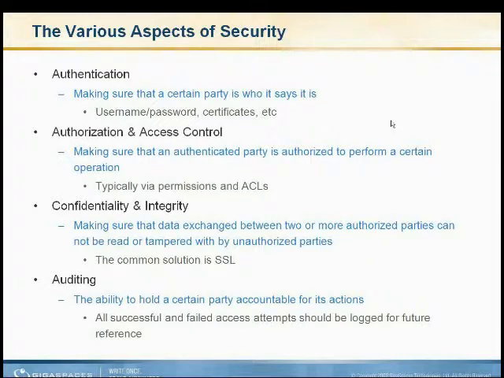So the first one is, of course, authentication, the ability to actually make sure or verify that a certain party is who they say they are. Typically, this is a username password type of mechanism, but there are other mechanisms like certificates and biometric authentication. But this is a foundation to everything else. The next service is authorization and access control. Basically, once you have authenticated a party, what can this party actually do with your system and what are they authorized to do? Typically, this is done via permissions, roles, and access control lists.